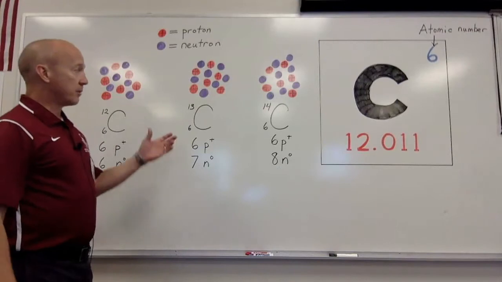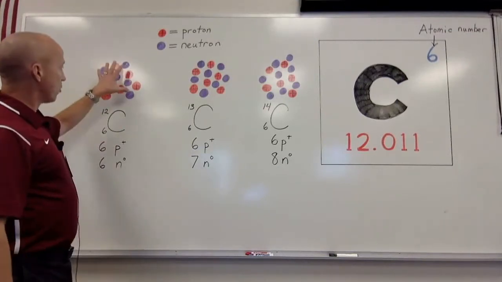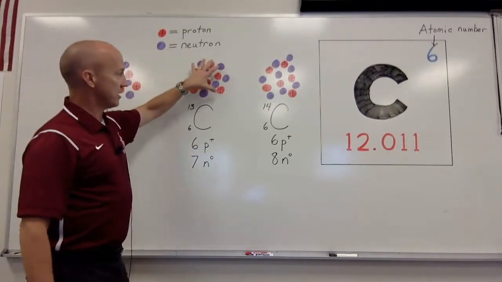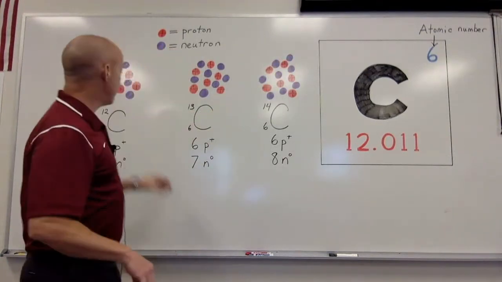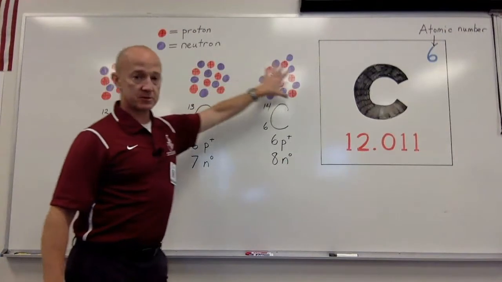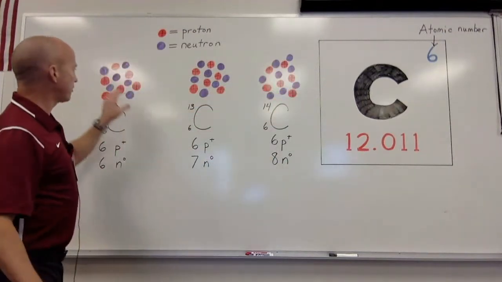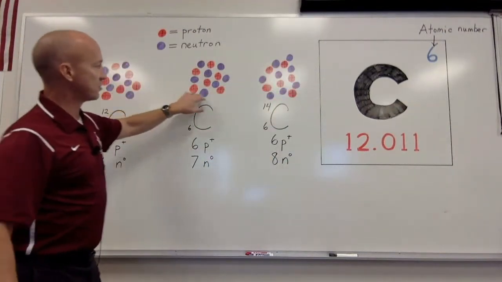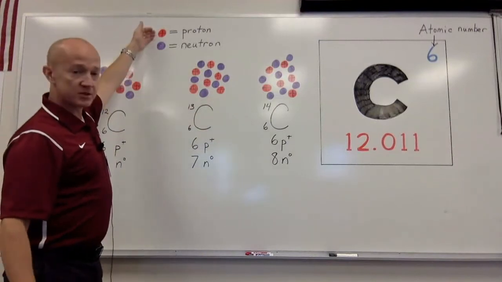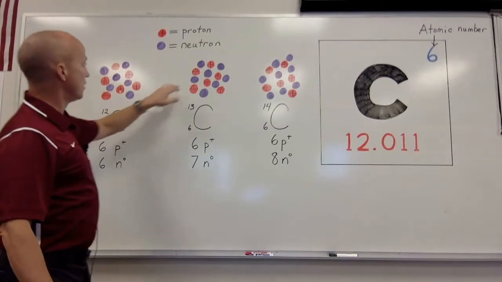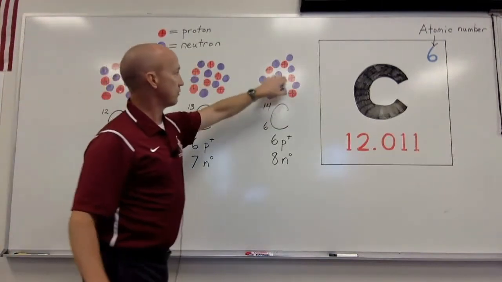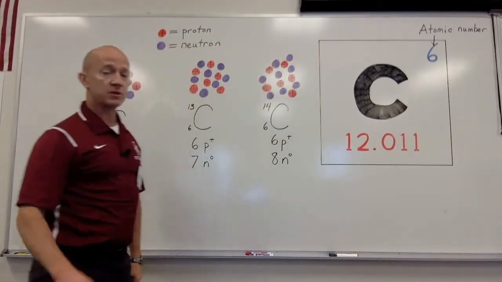Let's take these carbon atoms, for example. Up on the board, these are representations of nucleuses of 3 different carbon atoms. You'll notice that all 3 of these atoms have 6 protons. They're designated by the red circle with the plus sign in the middle. So here, 1, 2, 3, 4, 5, 6. 6 protons in each atom.